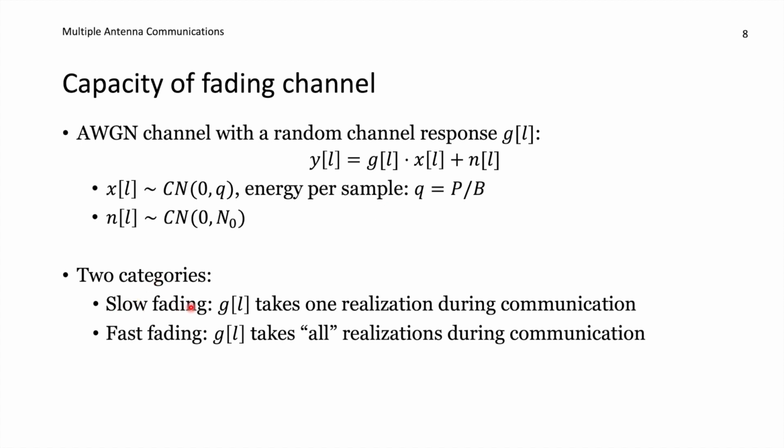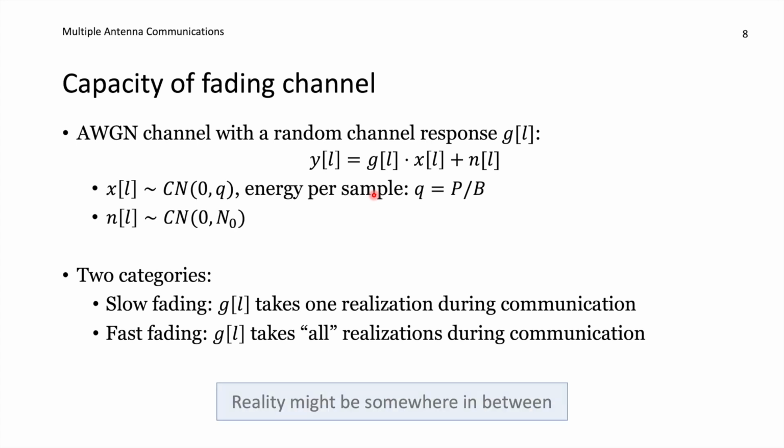One is called slow fading, and that means that throughout our communication, g of l actually only takes one realization. So the new thing is not that it's varying throughout the communication, but rather that it takes one random realization that we can't know in advance. The other category is fast fading. That means that g of l is varying quickly, so that it essentially takes all its possible realizations throughout our communication. Reality might be somewhere in between these two extremes, but we typically analyze these two separately in order to understand the important things that are happening in slow fading and in fast fading. So let us start with slow fading.